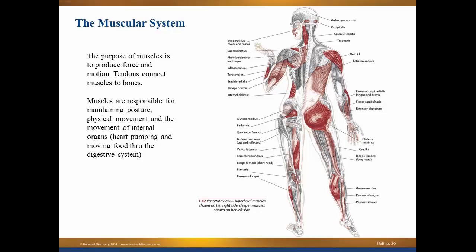Here's the posterior view of the body. The job of the muscles is to produce force and create motion. Other movements occur in the internal organs because of smooth muscles. It helps keep our heart pumping and move food through our digestive system. Do you remember what connects muscles to bones? Tendons connect muscles to bones, right.